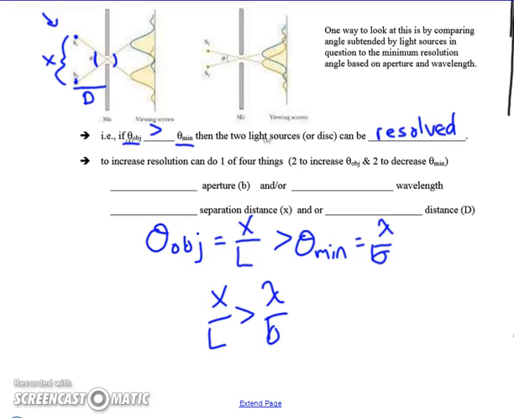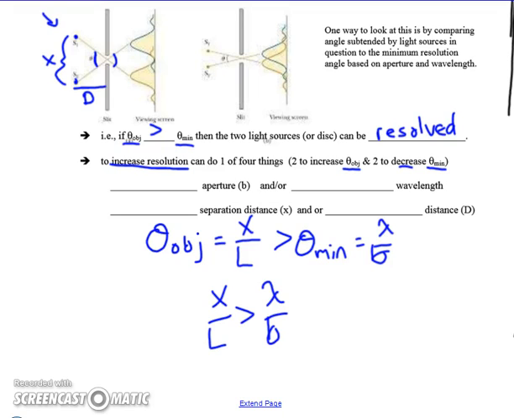Okay? And so we can look at the second arrow here. Let's say we want to maximize our ability to be able to tell something apart. In astronomy, we can only control our telescopes. In a case of looking at distant lights, well, we can choose how far away we are from the lights, or we can choose the wavelength that we see. So there are 4 things that can be affected. 2 that increase theta object, and 2 that decrease, no, I said decrease, theta min.